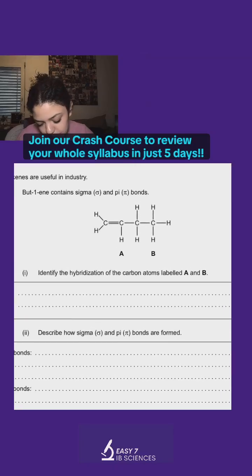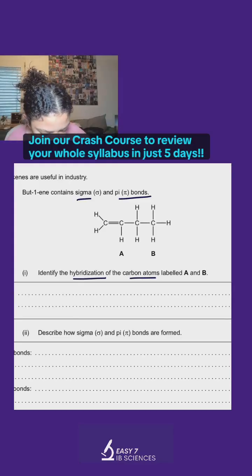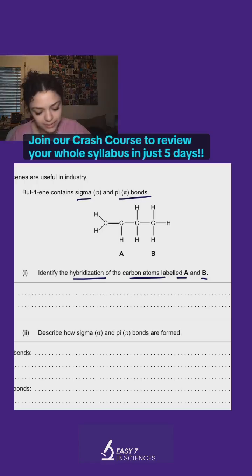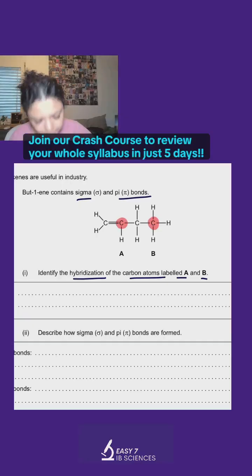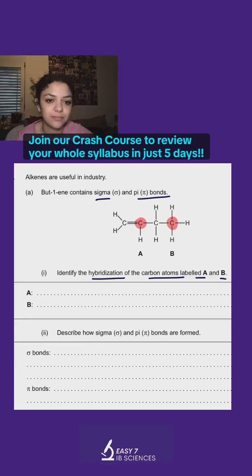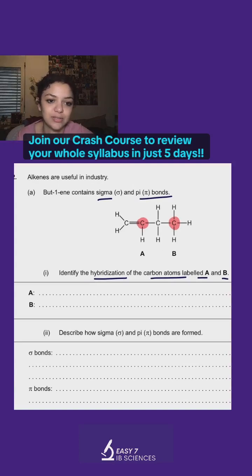It says butane 1-ene contains sigma and pi bonds. Identify the hybridization of the carbon atoms labeled A and B. And while you guys do that, I'm just going to have a quick read of the comments because I feel like I've missed some things. But this is our B and this is our A. Now, hybridization, I feel like teachers complicate it way too much. But for your syllabus, you don't need to know much about hybridization, which is nice.